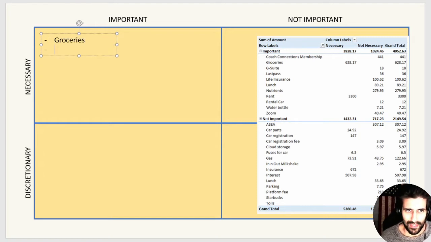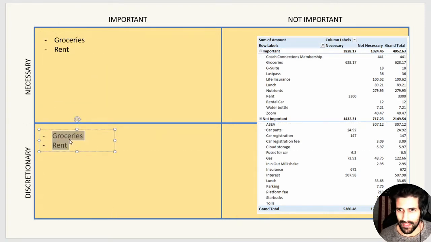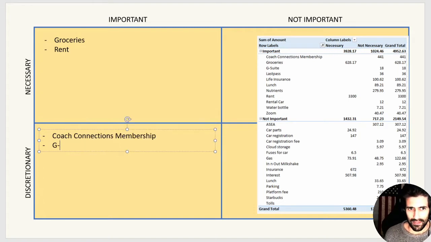Really the only things that go into this box are groceries and rent. That's it. That's all that I put down. Let's do the next box. Important but discretionary. I called them not necessary, but we can call them discretionary. So this is Coach Connections membership, G Suite, LastPass. And I'm also going to put what they are just because I know.